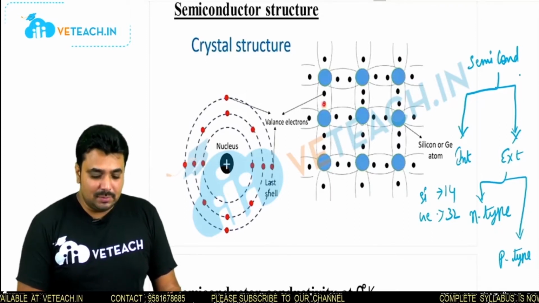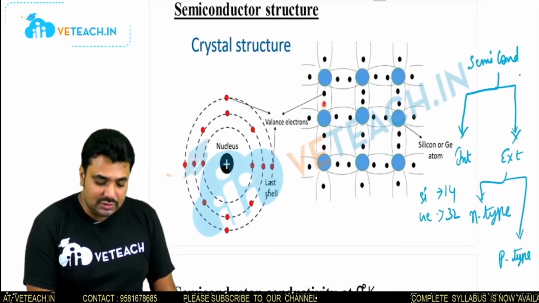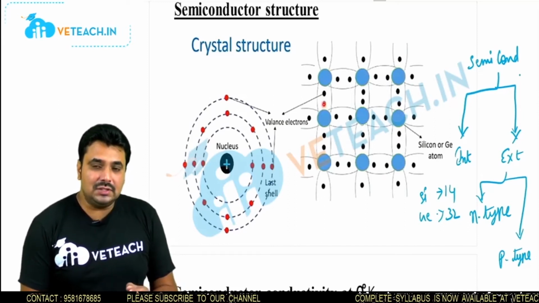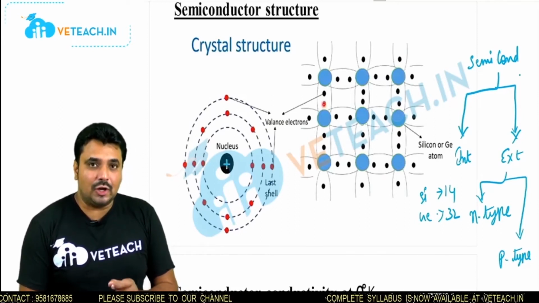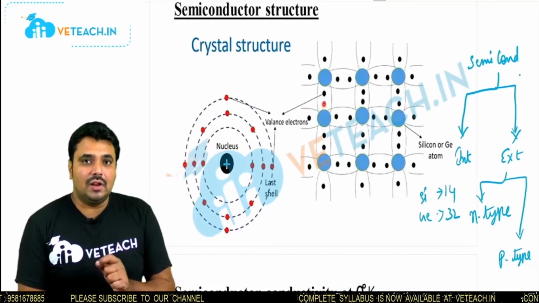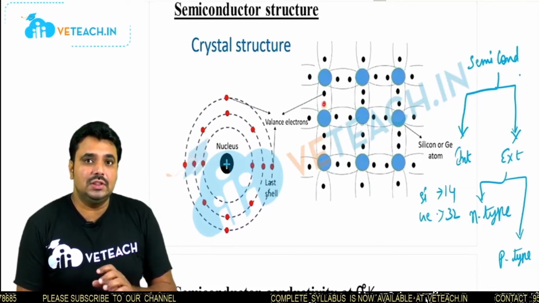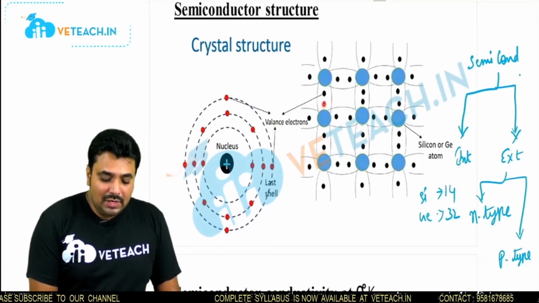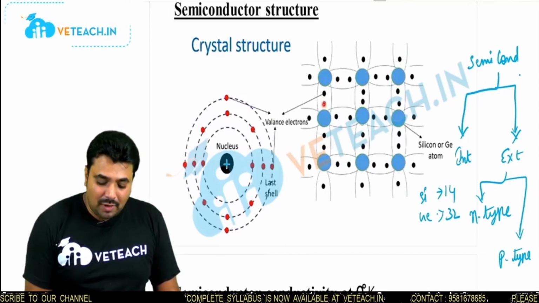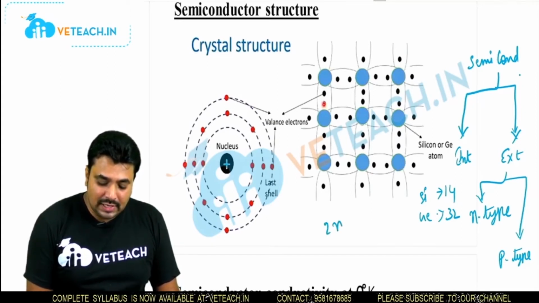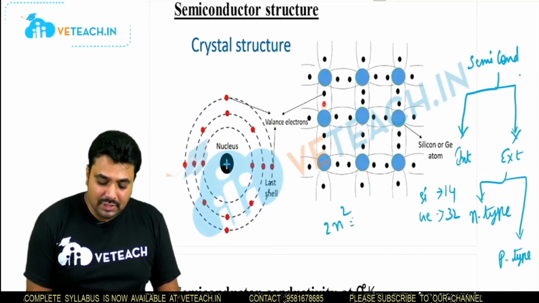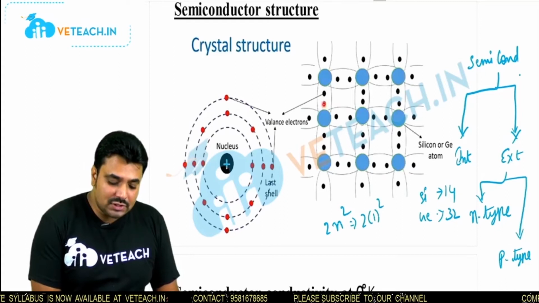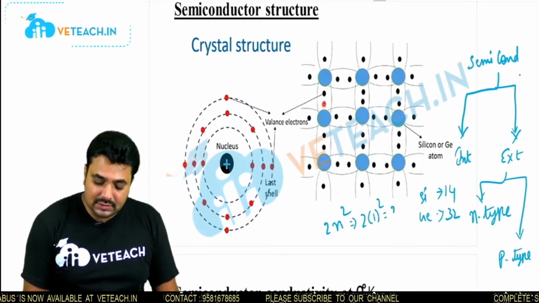In the crystal structure of the semiconductor, the nucleus has positive charge. The electrons are present in the orbits outside the nucleus, based on the atomic number. How many electrons are present in each orbit is given by the formula 2n square. For the first orbit, it is 2 into 1 square, where the 1 indicates the first orbit. So the answer here is 2.